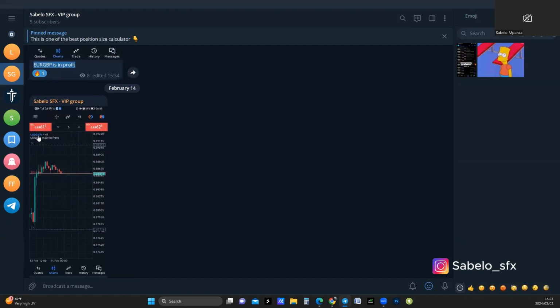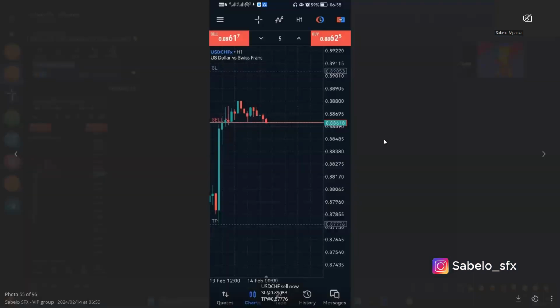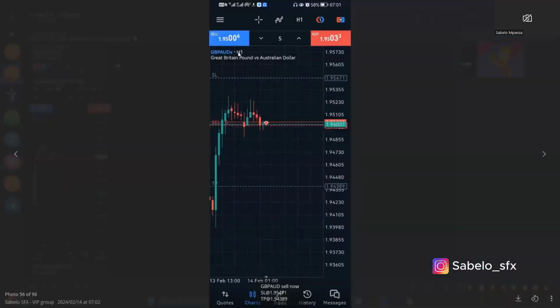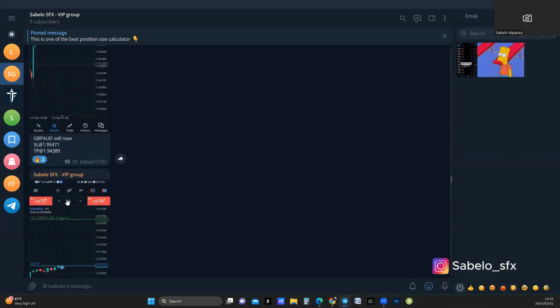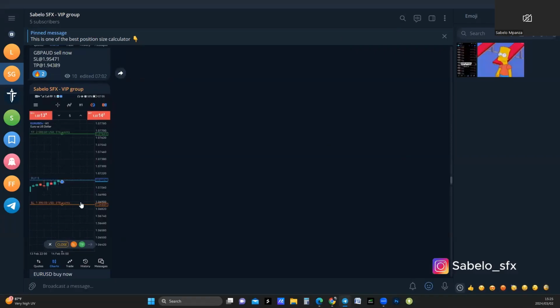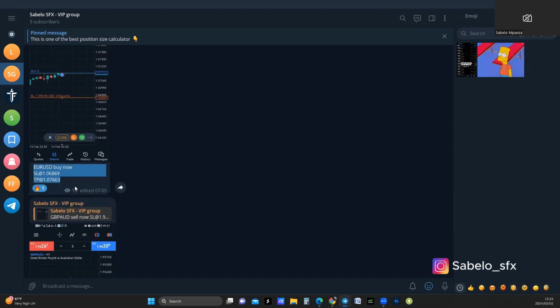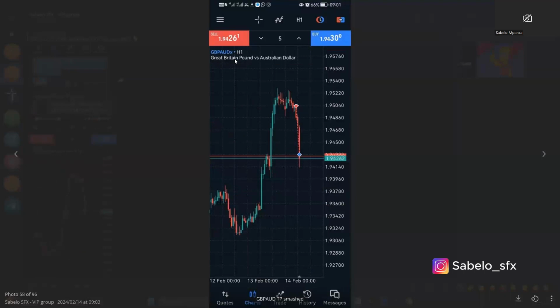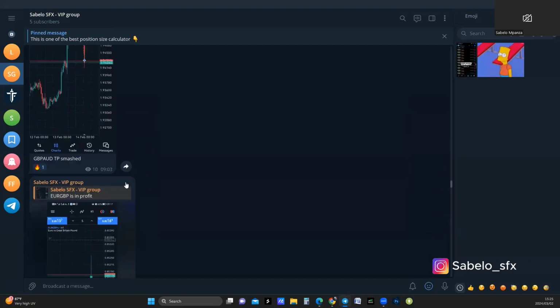And then US dollar Swiss for a sell. Let's wait for results. And another one, GBP AUD for a sell. And another one, Euro USD for a buy, as you can see right here. Update on GBP AUD. The market just went down with three candlesticks. In 1 to 3 hours we were in profit. The market reached our target in just 3 hours.